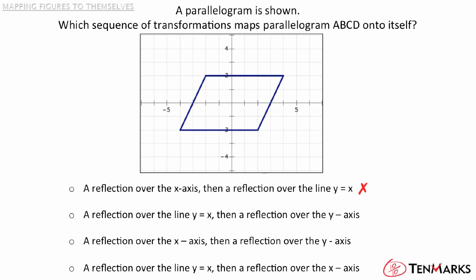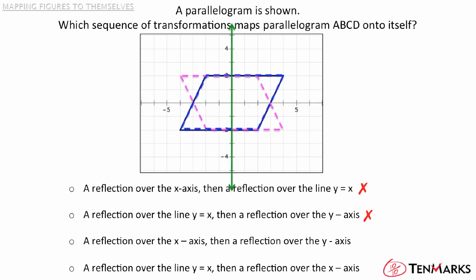A reflection over the line y equals x, followed by a reflection over the y-axis. Unfortunately, this does not map the figure onto itself either. How about the third option? A reflection over the x-axis, followed by a reflection over the y-axis.